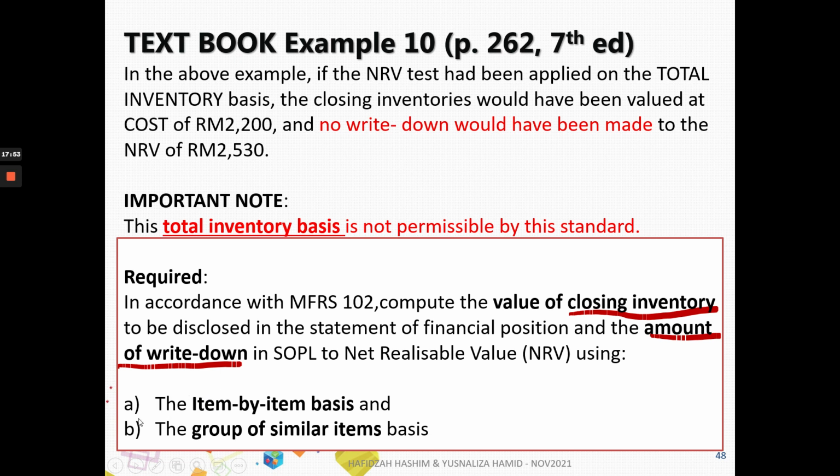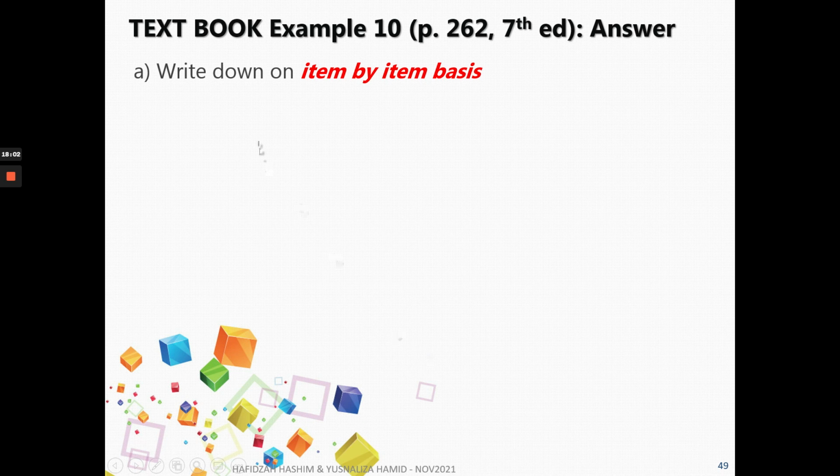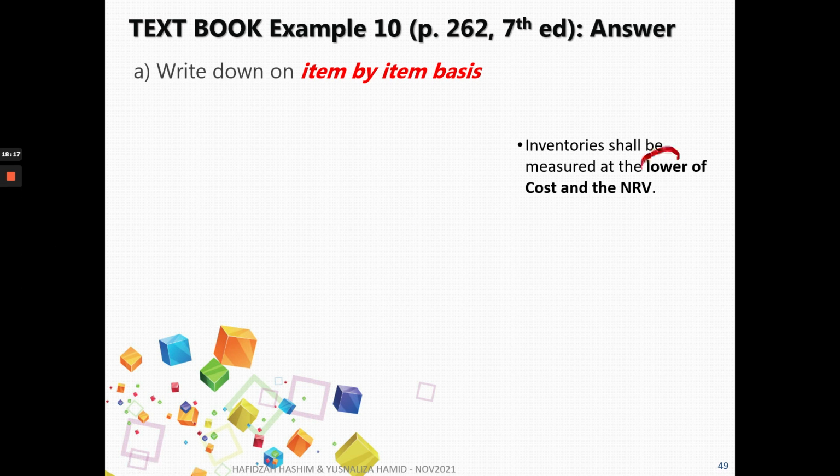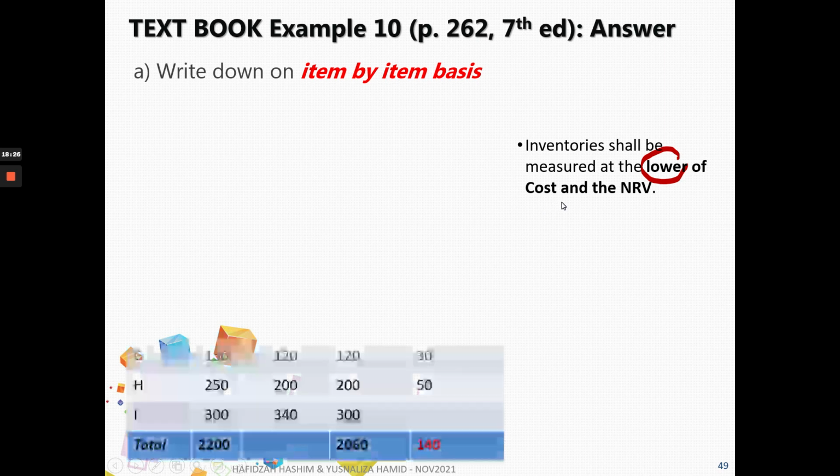You are going to use the item by item basis for the first round, and in the second round we'll be doing the group of similar item basis. Let's start with the first one, writing down the inventories on item by item basis. This is easy. Recall again that inventory shall be measured at the lower of cost and the net realizable value. So you need to look at which figure is the lower figure, and that is going to be the figure to be included in the closing inventory.